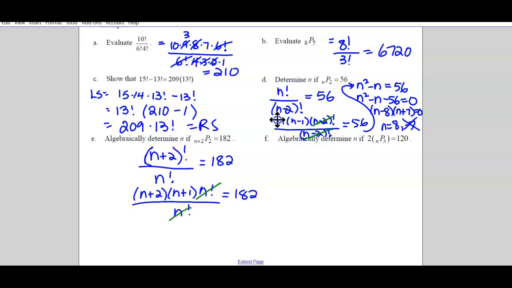But those are going to divide out. So if the numerator and denominator are 2 numbers apart, then there'll be 2 factors left in the numerator. If they're 3 apart, there'll be 3 factors. 4 apart, there'll be 4 factors. Okay, because it's factorial.